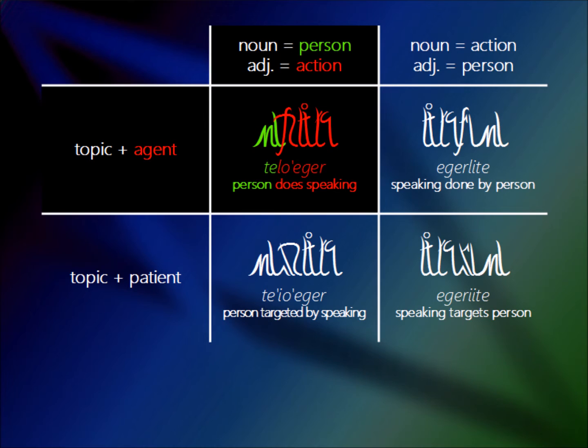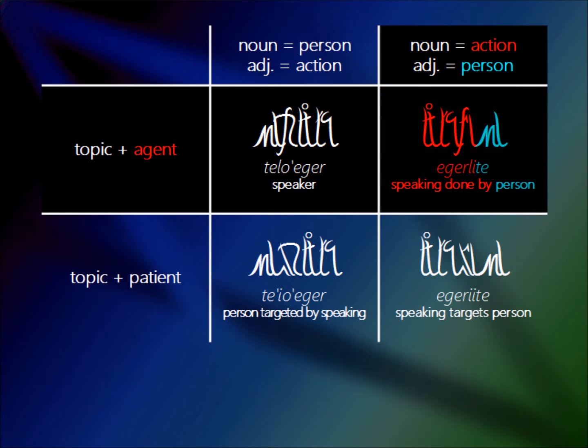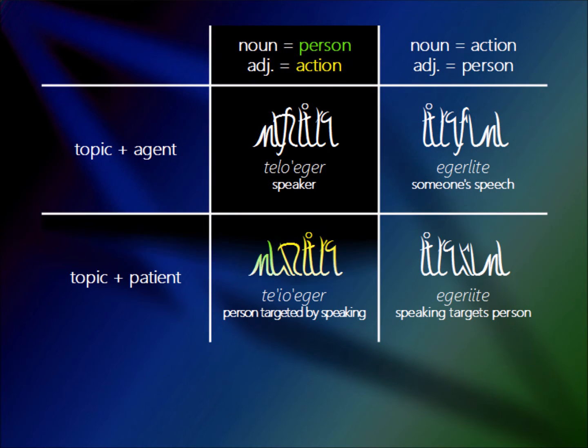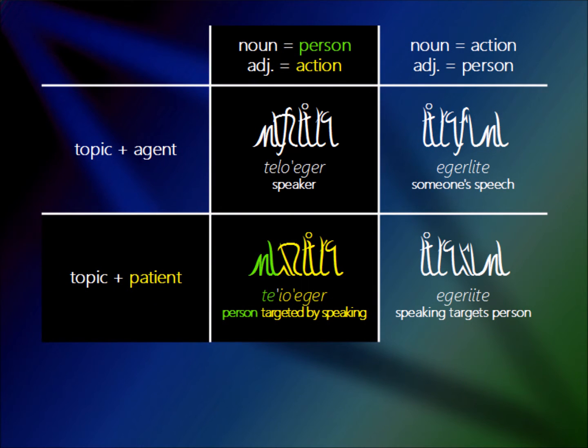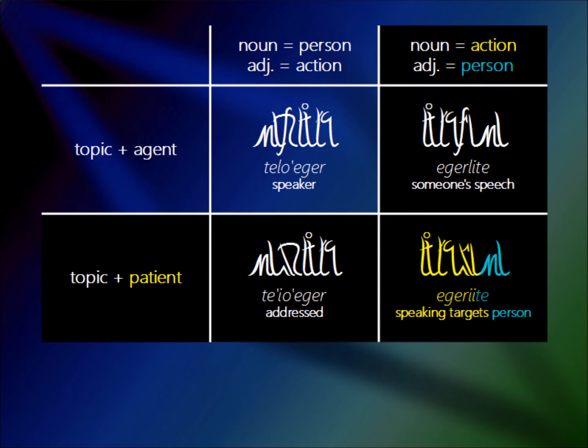Lo is used to talk about something doing something. Te lo eger is a person doing speaking, or simply a speaker. Li is used to talk about something being done by something. Eger li te is speaking done by someone, meaning someone's speech. Yo is used to talk about something targeted by something. Te yo eger means someone being spoken to, or simply a person addressed. Yi is used to talk about something that targets something. Eger yi te means speaking to someone.